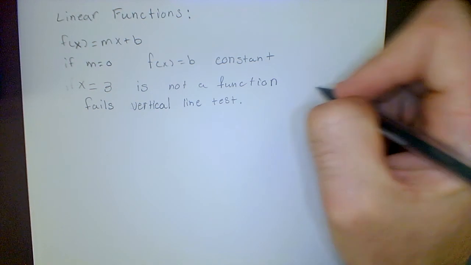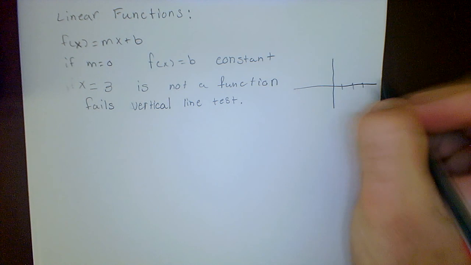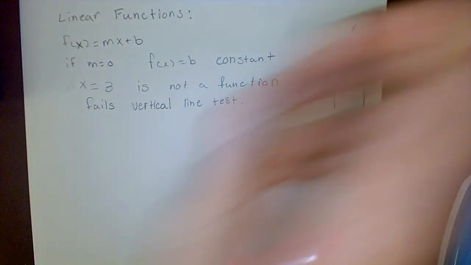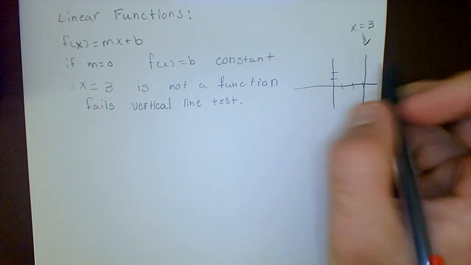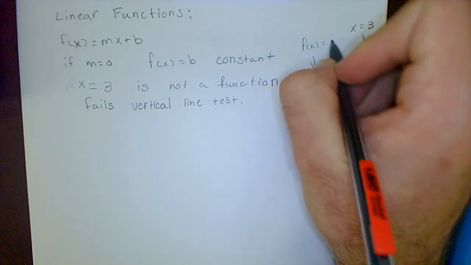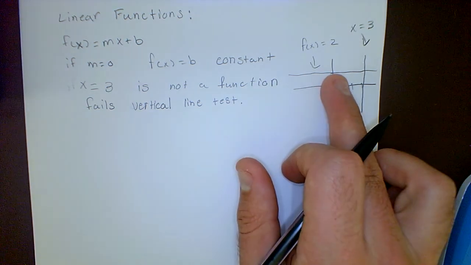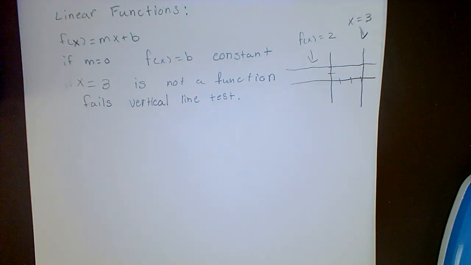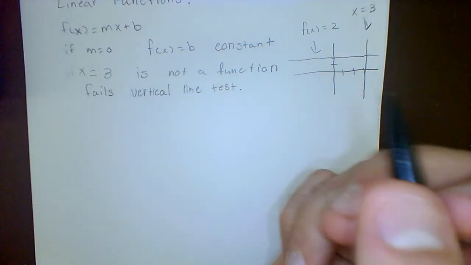If you wanted to draw the graph of x equals 3, it'd be this line right here. But if you had f of x equals b, for example b is 2, then this one is definitely a function. It just has a very small range. Its range is 2. It maps the whole x line to just the y value 2.